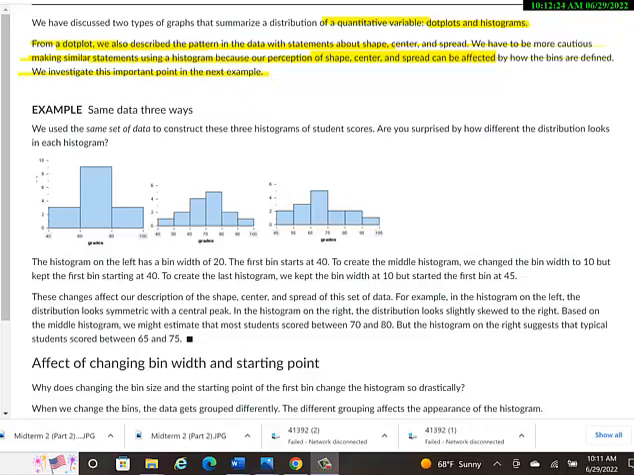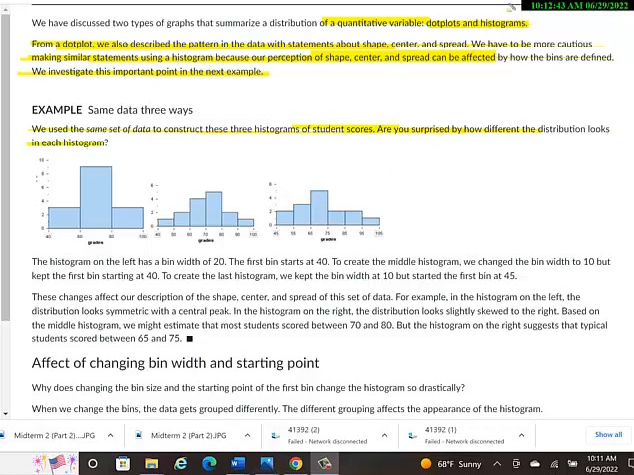So the next example will just illustrate exactly what we said, that we can't really come up with center and spread very well with the histogram. But we use the same set of data to construct these three histograms below of student scores. Are you surprised by how different the distributions look in each histogram?